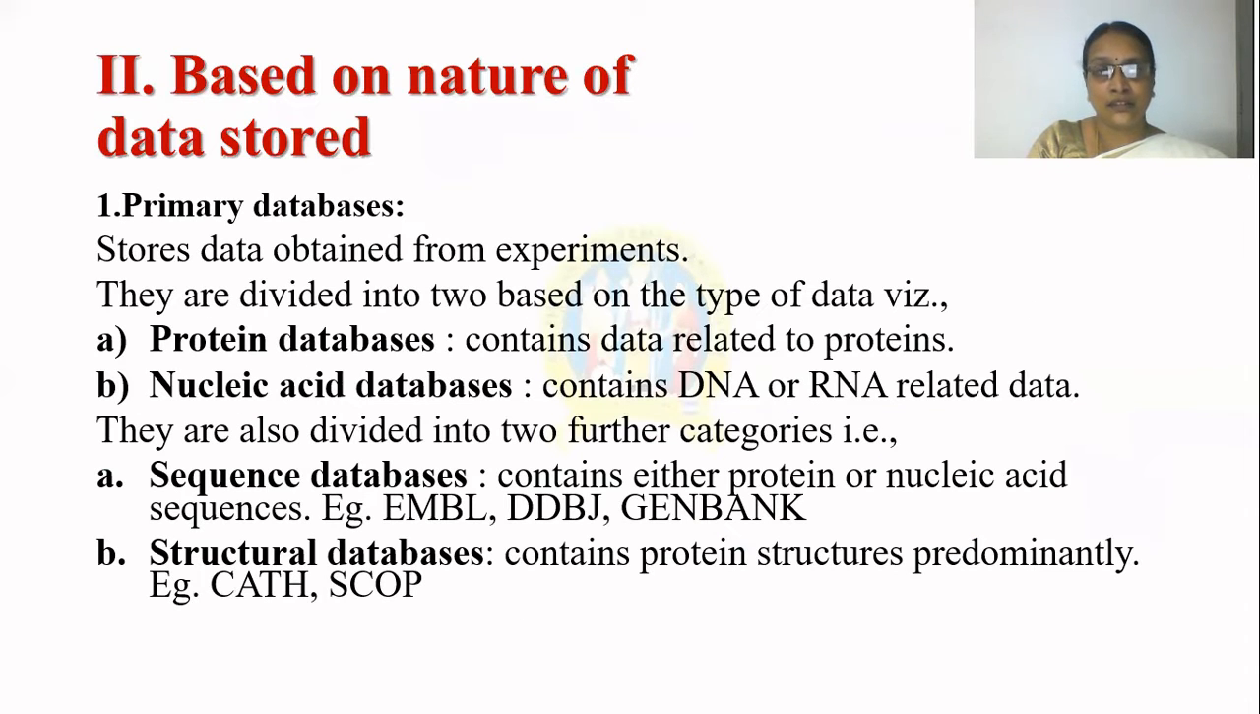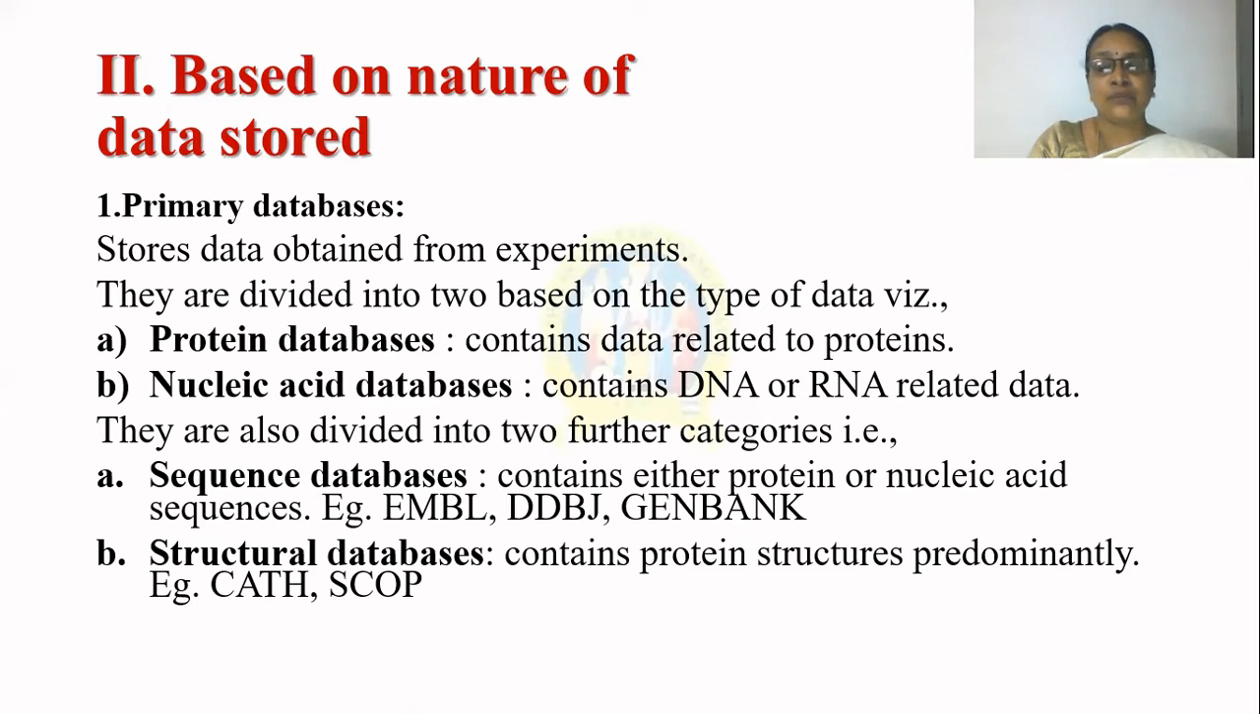The second classification is based on the nature of the data stored. There are three different types of databases in this category. One is primary database, the second one is secondary database, the third one is composite database. First, now let us see about primary databases. The primary database stores data obtained from experiments. They are divided into two based on the type of data, that is, protein databases and nucleic acid databases. Protein databases contain data related only to proteins. Nucleic acid databases contain DNA or RNA related data.